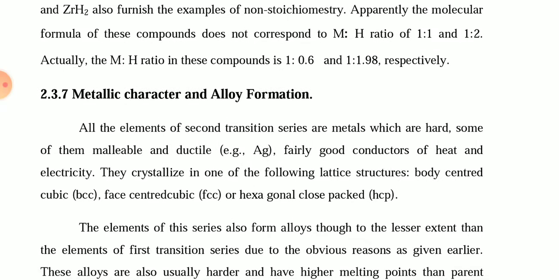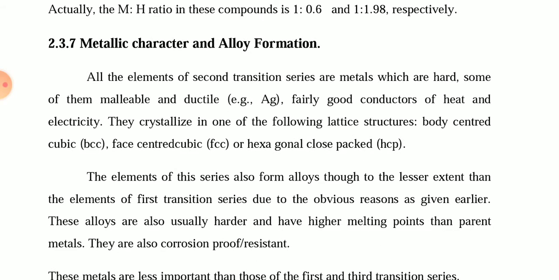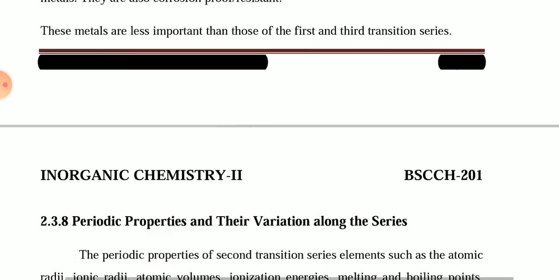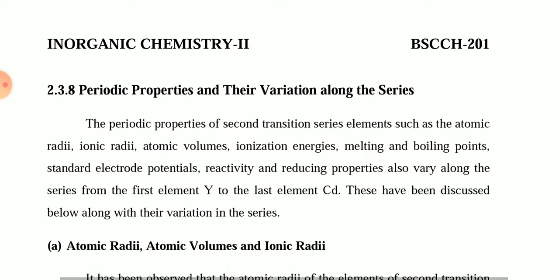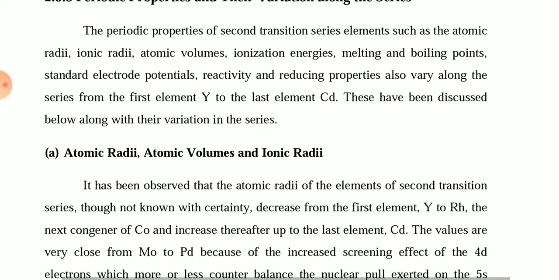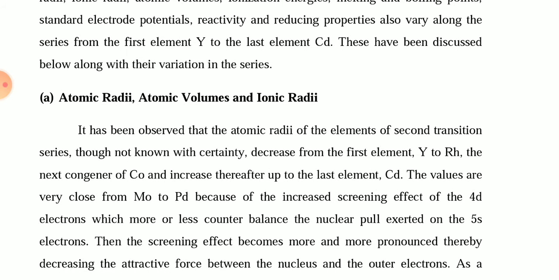You can see some examples of the alloys formed by the second transition series here. The next is periodic properties of the second transition series. As we talk about the atomic radii, it is observed that the atomic radii of the elements of the second transition series, although not known very much, decrease from the first element yttrium to ruthenium. The next is cobalt, and it increases further up to the last element, which is cadmium.